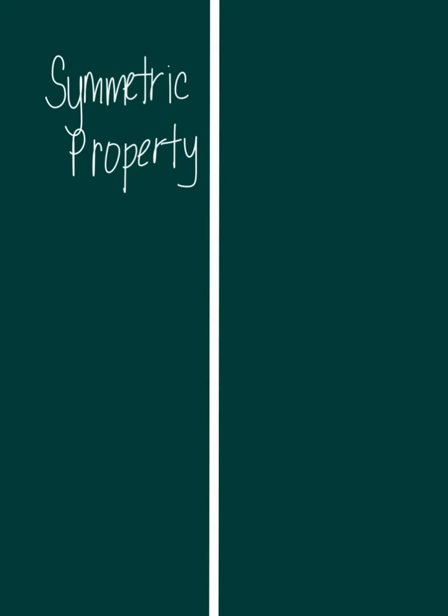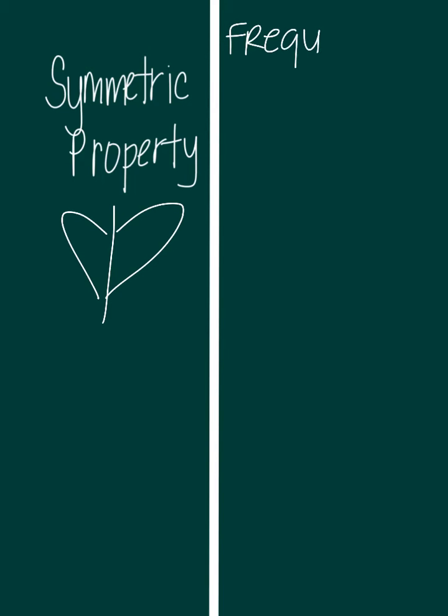Symmetric property, which is also a property of equality, would be like, it's kind of like a flip. If you think about symmetry, you have the same thing on both sides. If I could draw well, you would see that. Frequently, but not always, you'll see the words if, then.